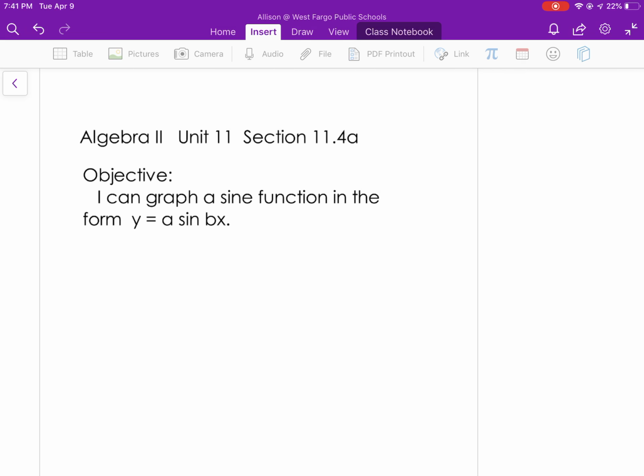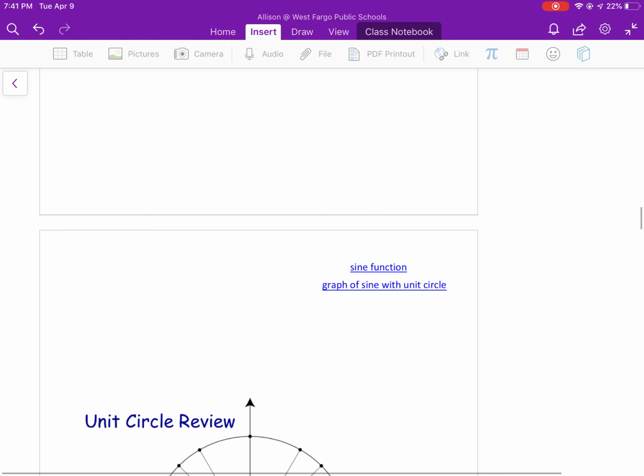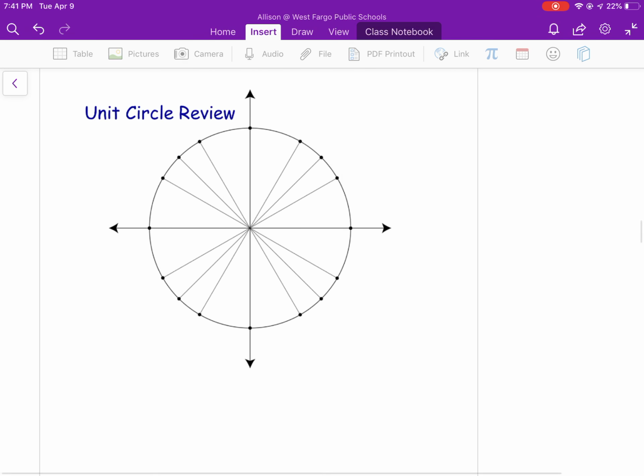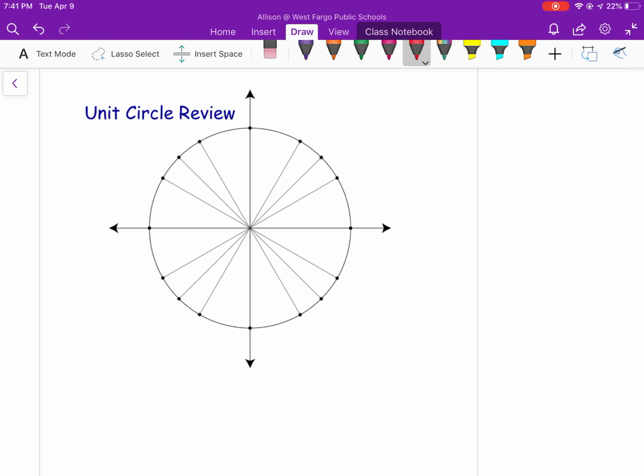In this video, we're going to learn to graph the sine function in the form y equals a sine of bx. So before we do that, we're going to review the unit circle a little bit. I'm not going to go into too much detail here on the unit circle. It's a pretty cool thing, and you could really talk a lot about how it works. But we're just going to address a few things on the unit circle.